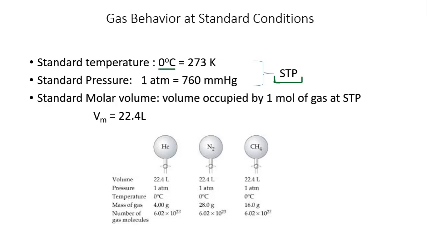So the standard temperature is 0 degrees Celsius or 273 Kelvin. Standard pressure is 1 atm, or you could say 760 millimeters of mercury. The molar volume is based on the standard amount, which is 1 mole of gas at STP, and the molar volume is 22.4 liters. So if you had 2 moles of gas, and this can be 2 moles of any gas, at STP it would occupy 44.8 liters. It would just be double the molar volume of 1 mole of gas. And so whenever we talk about standard conditions of a gas, these are the conditions we're referring to.